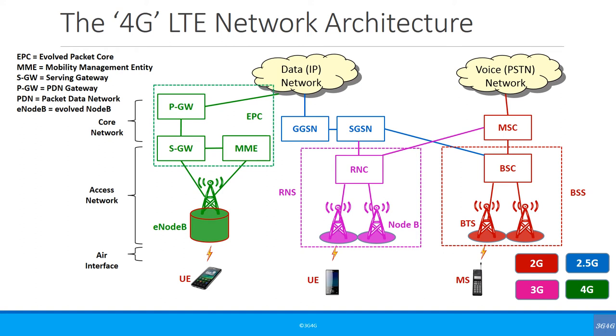In 2G and 3G networks, and let's consider just the PS domain for this particular video, the SGSN and GGSN handle the control plane, which is responsible for signaling, as well as the user plane, which is responsible for the traffic or the user data.